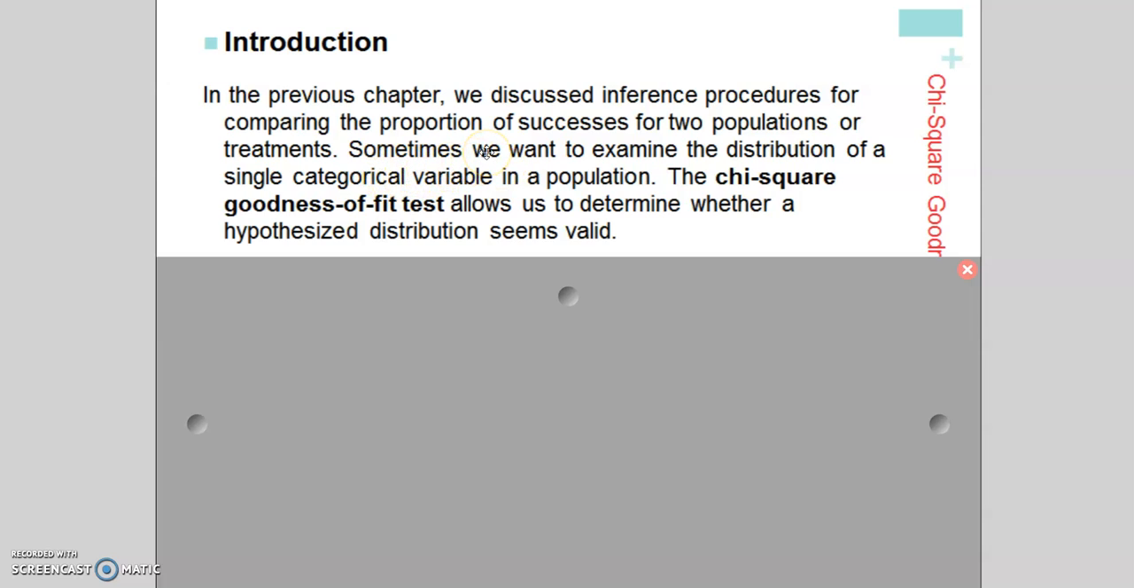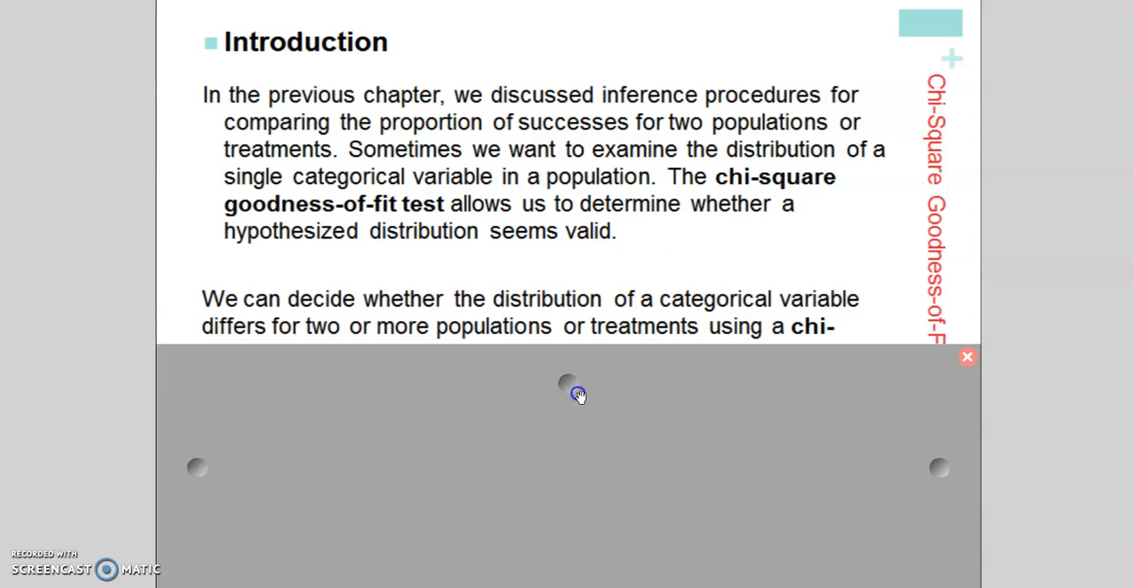In previous chapters we looked at inference for comparing proportions of successes for two populations. But sometimes we want to examine the distribution of a single categorical variable in a population, and that's when we use the chi-square goodness of fit test.